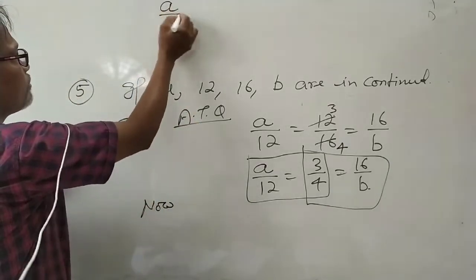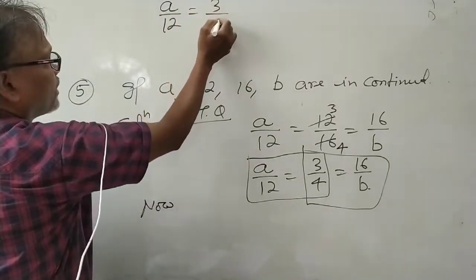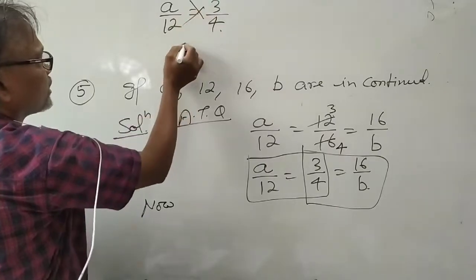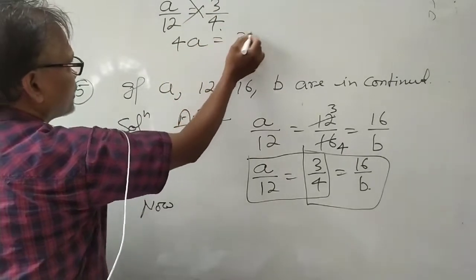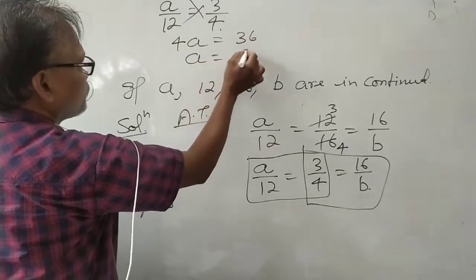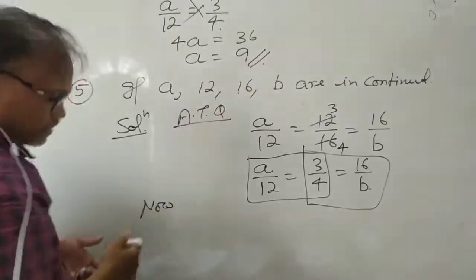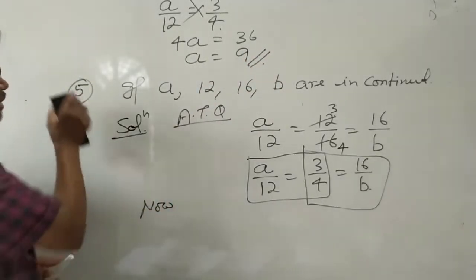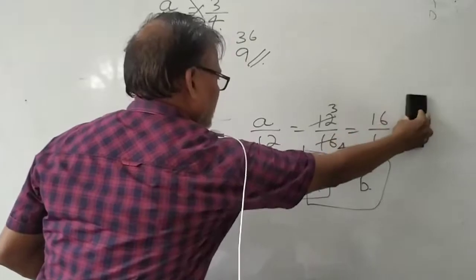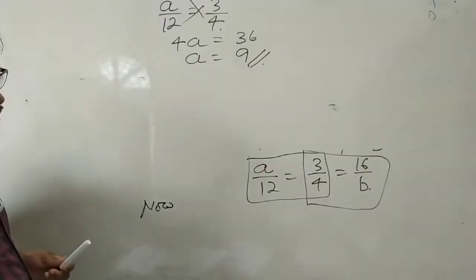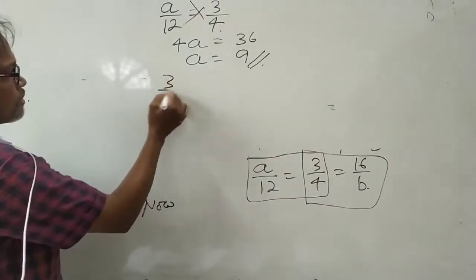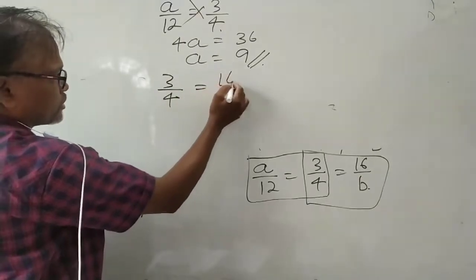A by 12 is equal to 3 by 4. Cross multiplication, so 4A is equal to 36, or A is equal to 9. This is the value of A. And the value of B: 3 by 4 is equal to 16 by B.